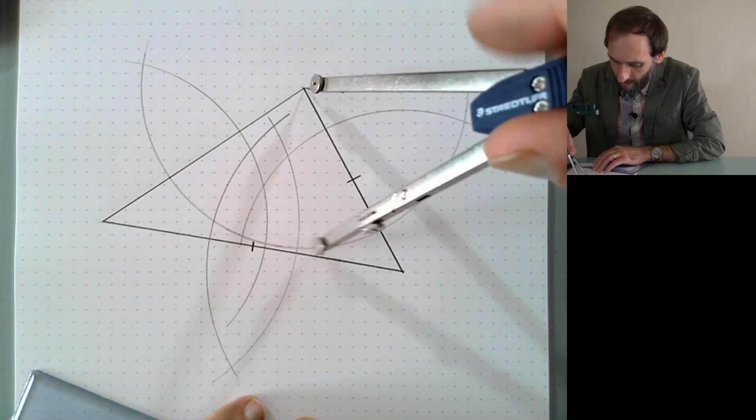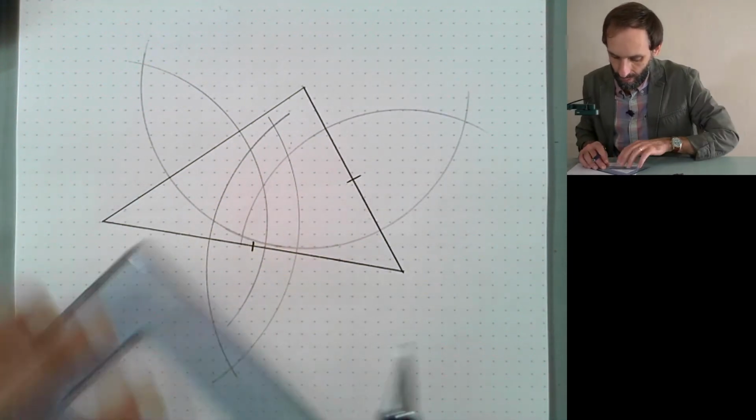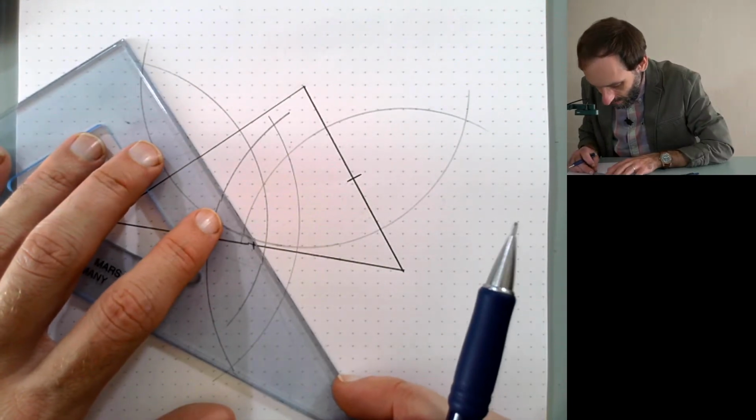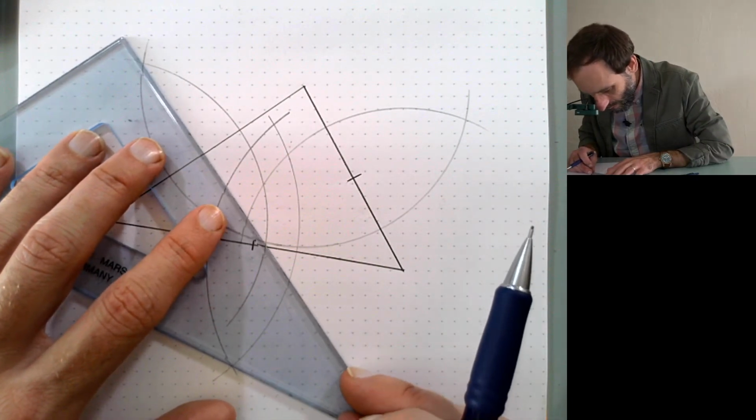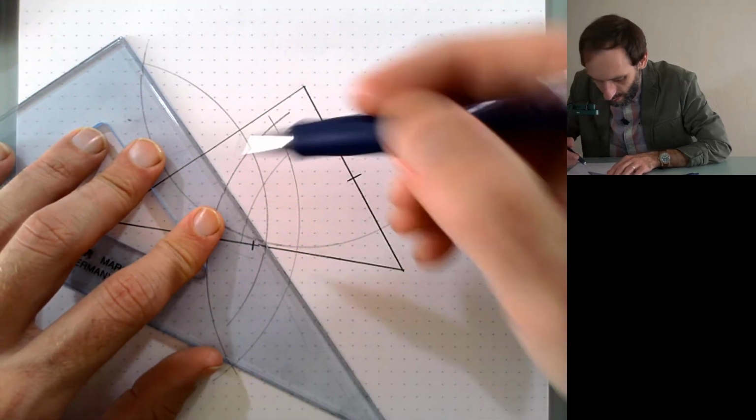And you'll see it actually ends up sort of meshing into this arc because I kept the compass the same length. Now take the straight edge and line up the two intersection points and mark the midpoint.